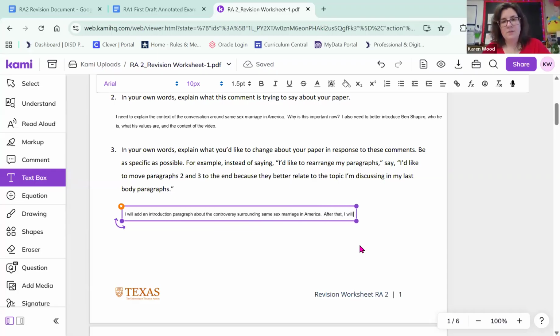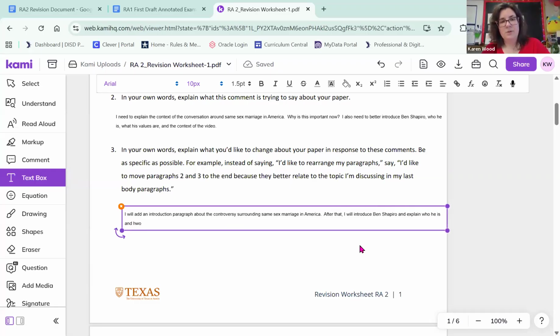After that, I will introduce Ben Shapiro and explain who he is and how he fits into the conversation. Then I will examine the venue in the video and identify the audience and their values. So 3 paragraphs, 3 different things: controversy, speaker, and venue.